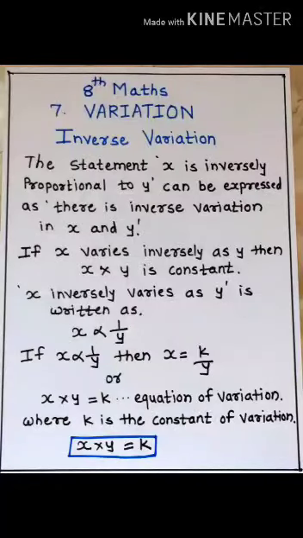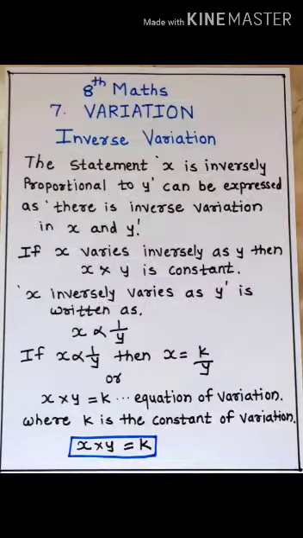Let's learn the second type of variation, that is inverse variation. The statement x is inversely proportional to y can be expressed as there is inverse variation in x and y. If x varies inversely as y, then x multiplied by y is constant. X inversely varies as y is written as x is inversely proportional to y.